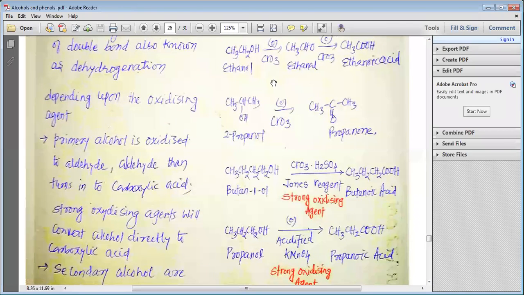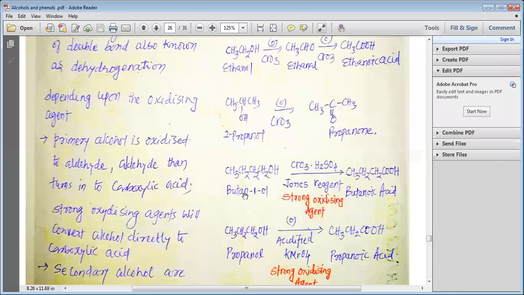Okay, at the same time we should even know that the primary alcohol is converted into aldehyde, whereas the secondary alcohol is converted into ketone. Tertiary alcohol, if we try to oxidize it, it does not oxidize, but if we even forcefully try to oxidize it, it gives us the alkene. So this is what we have studied yesterday.